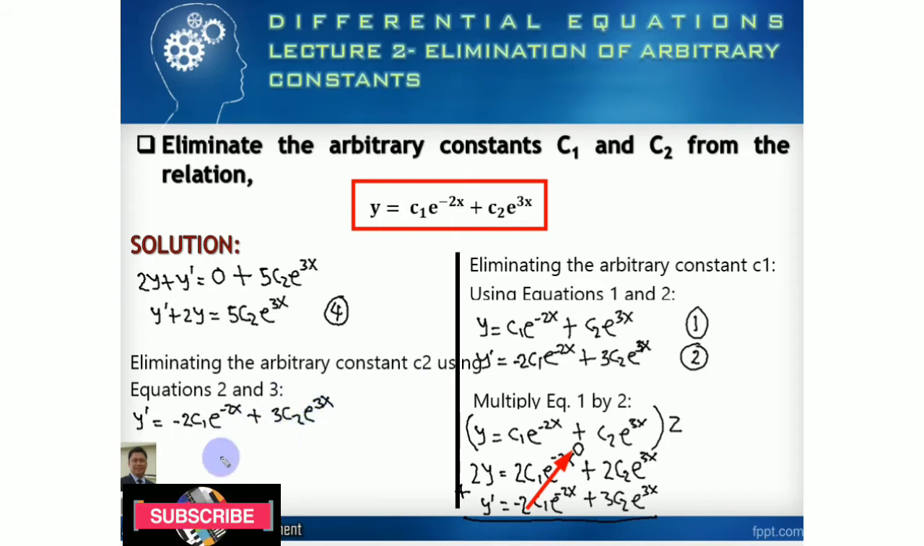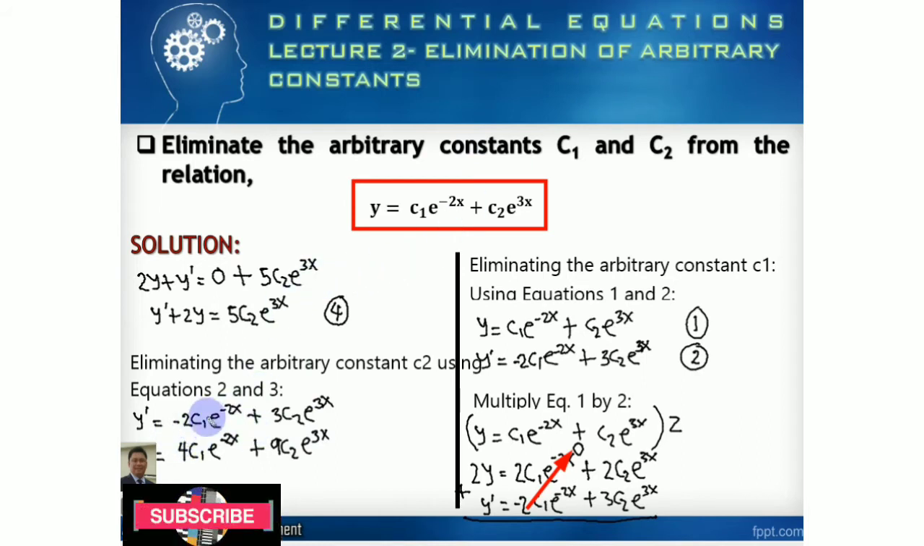And our equation 3 is, if you can still remember, the second derivative, y double prime, which is equal to 4 C1 times e raised to the power of negative 2x, and the second term is 9 C2 times e raised to the power of 3x. So this is now our equations 2 and 3.